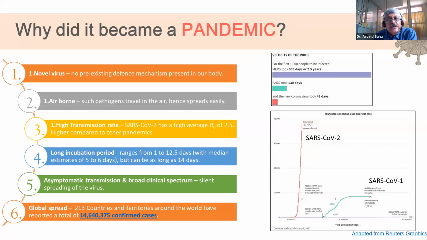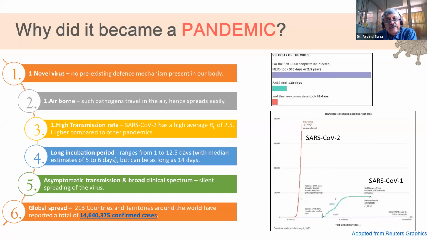The third thing is it has a very high transmission rate. It transmits very easily anywhere. One person can give it to around 3 people, it has been estimated. So the transmission rate is again very high, which also makes it spread very easily.